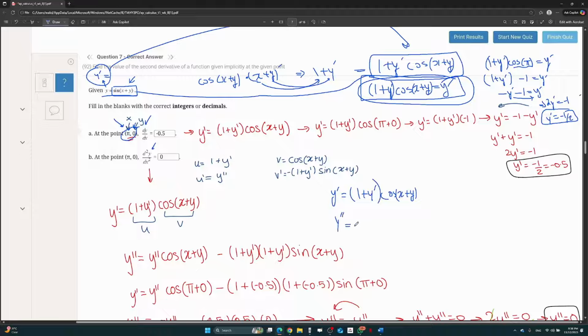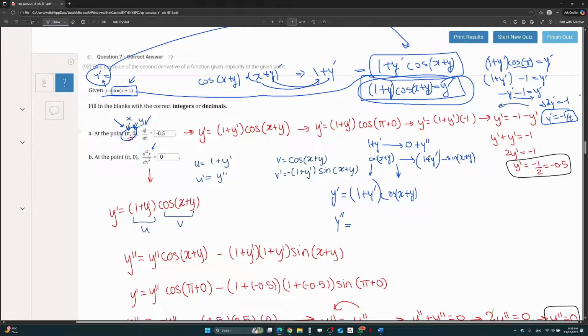y double prime is equal to, this is two functions being multiplied by each other, so we have to use the product rule. How do you do it? Product rule. What's the derivative of 1 plus y prime? It's 0 plus y double prime, right? And what's the derivative of cosine of x plus y? It's 1 plus y prime times negative sine of x plus y.